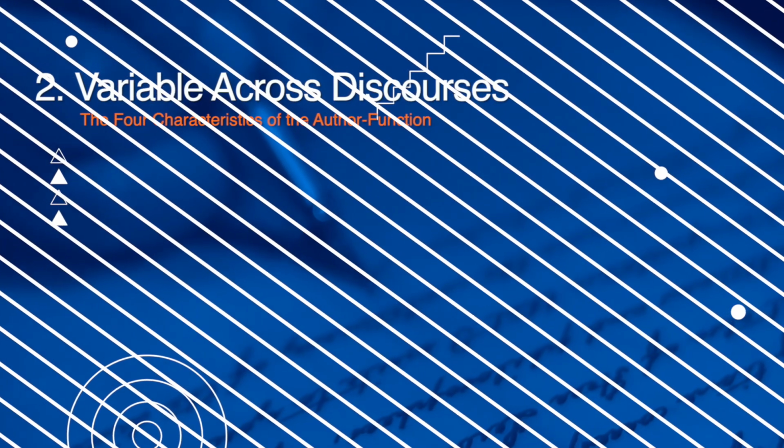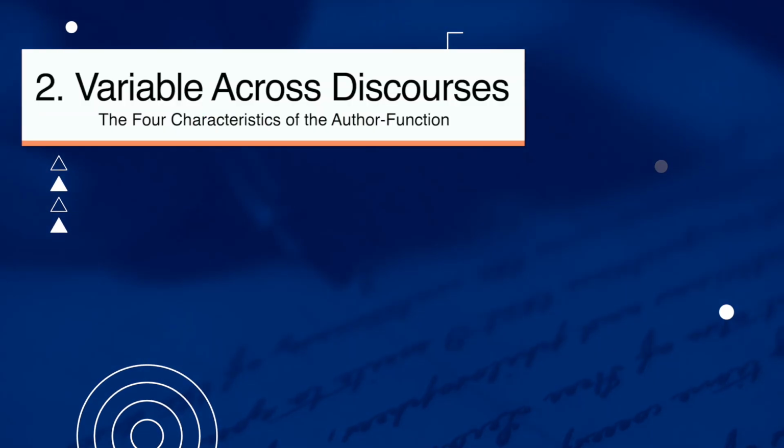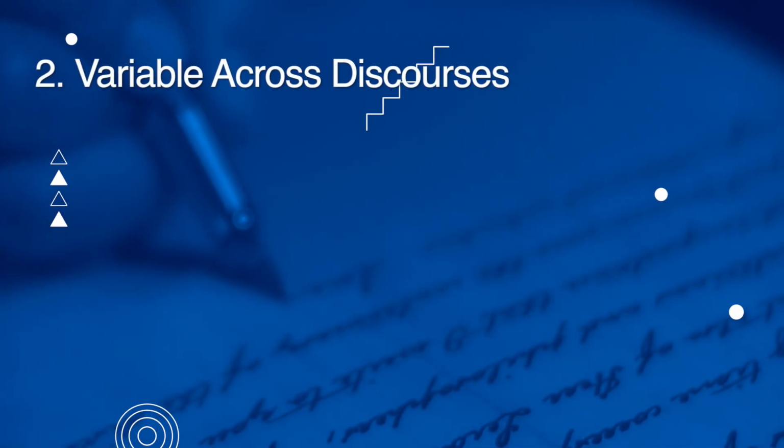Now the second one is variable across discourses. Again, this is an amazing concept. Foucault says that only the literary and philosophical works require authors.